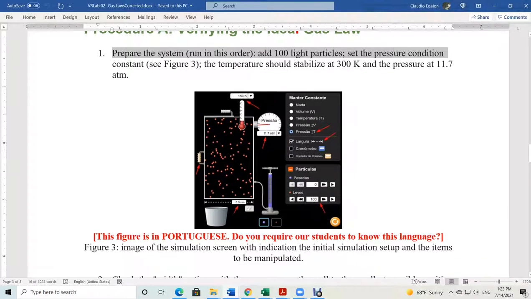The first thing that I noticed when I saw this drawing here was that the drawing was not written in English. It was written in Portuguese. Did you notice that this language here that you see is my own language, it's Portuguese. I asked my chair if they require our students to know Portuguese.